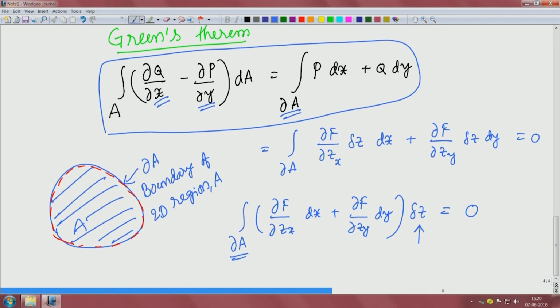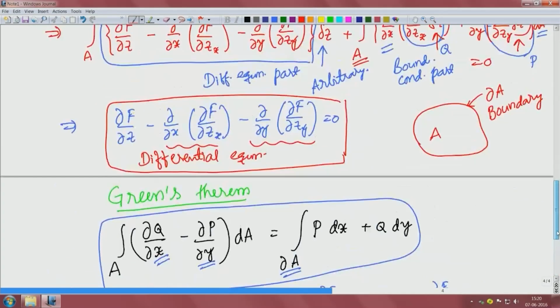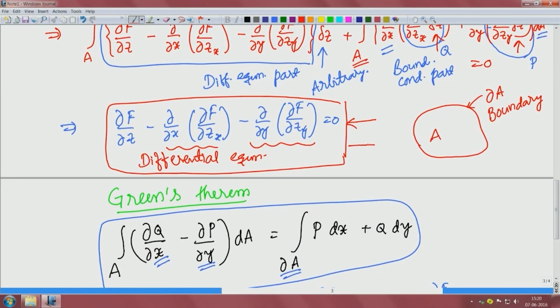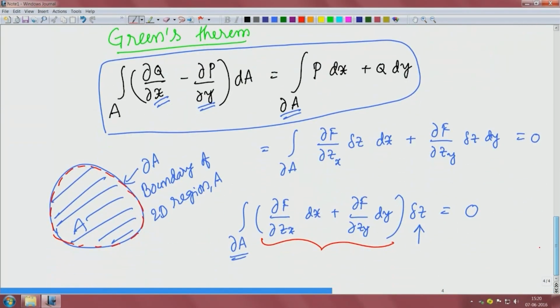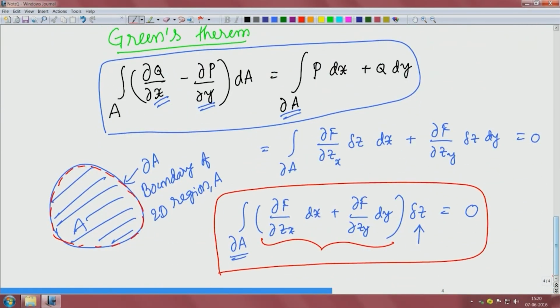If it is free, then this thing should be 0 on the boundary, dou f by dou z sub x dx and dou f by dou z sub y dy, and that is how we get the boundary condition. This will be the Neumann boundary condition, or a natural boundary condition. So, we have derived both the differential equation, which is this, and the boundary condition, which is this. We have derived it for a 2D problem.